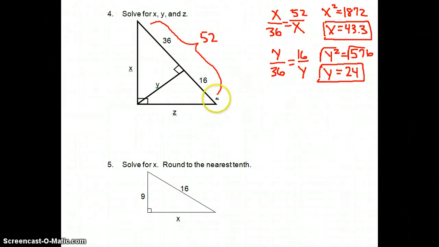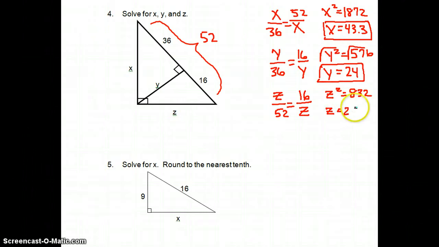And now z. Z is here, and we're going to use 16 and 52 for z. So z goes on the diagonal, and 16 and 52 go here. 16 times 52 equals 832. So z squared equals 832. Square root of 832 is 28.8, so z equals 28.8.